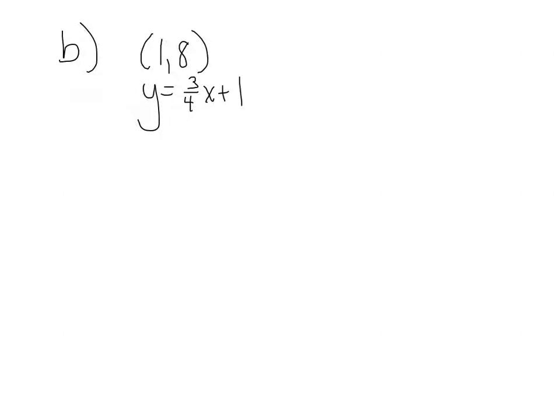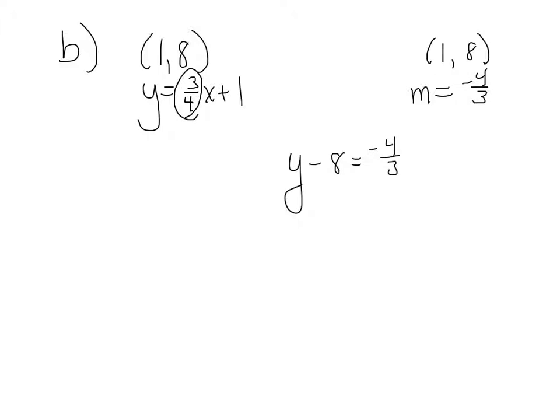So what I want you to do now is, using this point (1, 8), write an equation of a line that contains the point (1, 8) but is perpendicular to the line y equals 3/4 x plus 1. So let's go through this. We have a point of (1, 8). I need to find the slope. Since the slope of this line is 3/4, I need to find the negative or opposite reciprocal of that, which would be negative 4/3.